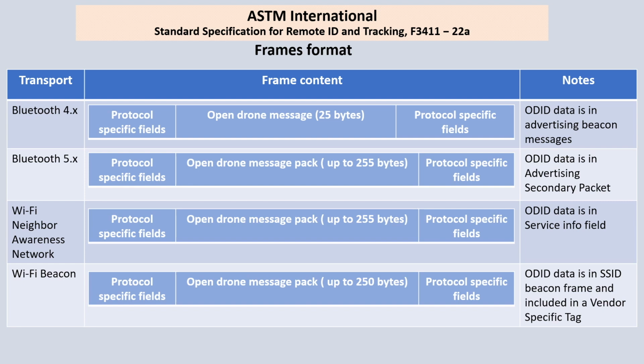For Wi-Fi NAN, they recommend using the message pack message type, which has length up to 225 bytes. And they put this information together with protocol-specific fields. Auth data should be put in the service info field. For Wi-Fi beacon, they recommend using the message pack again. The length of it is up to 250 bytes together with protocol-specific fields. And auth data should be set in the service set ID, beacon frame, and included in a vendor-specific tag.